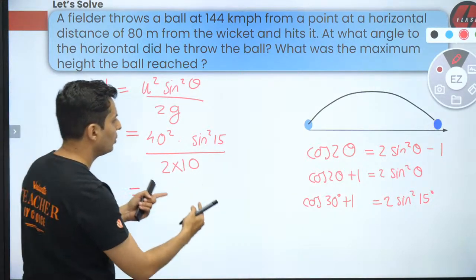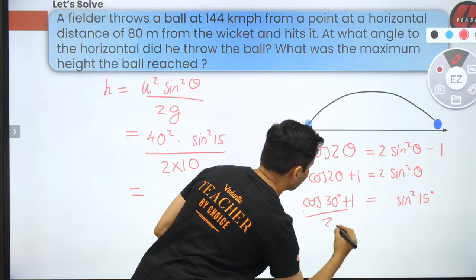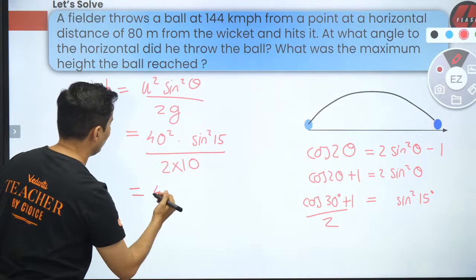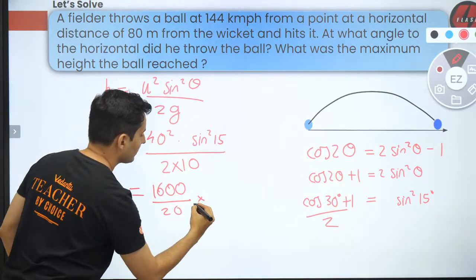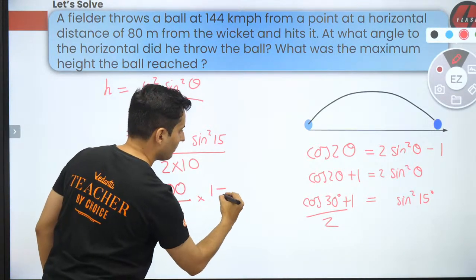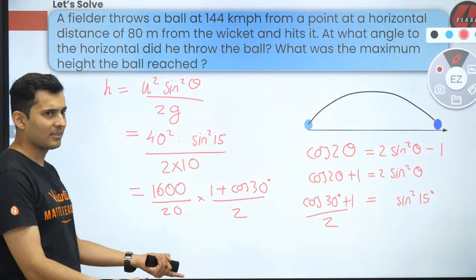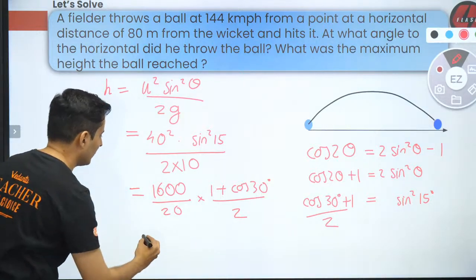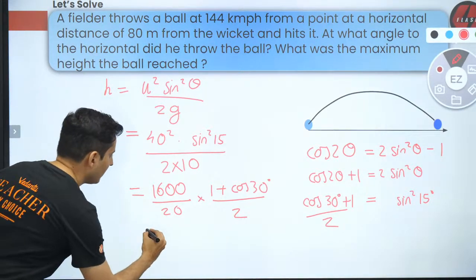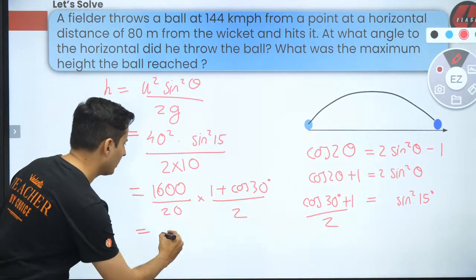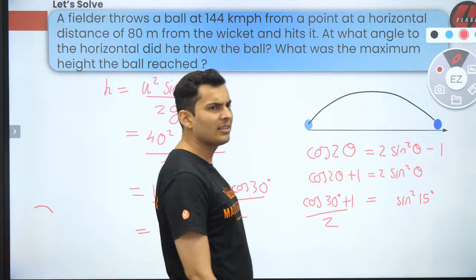And do I have sine square 15? No, but I can bring this 2 down like this and just substitute it here. So it will become 40 square, which is 1600, divided by 20 into sine square 15, which is nothing but 1 plus cos 30 divided by 2. You do the rest, you'll get the answer. So you can simplify this. It's not that difficult. So 20 into 40, and this will become 40. So you'll get the answer then. I hope this is clear. Yeah, you can rationalize whatever you want to do.